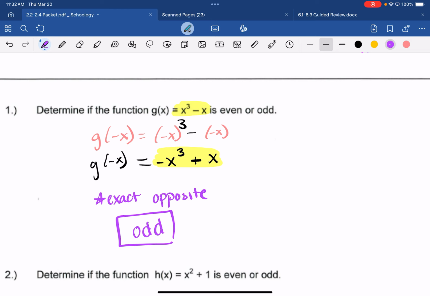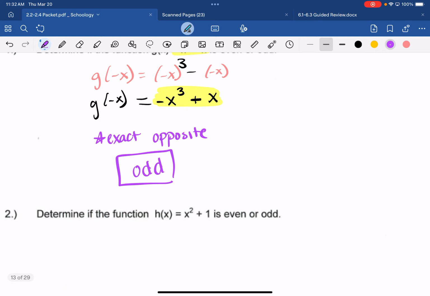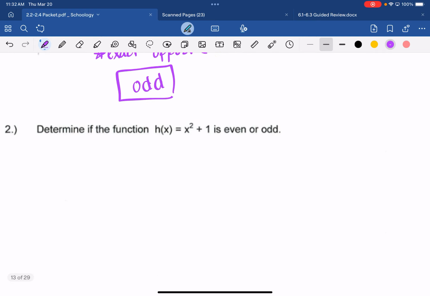Let's try the next one. Look at number 2. Okay? So number 2, I'm testing h of x. Again, I'm going to plug in a negative x. I always plug in a negative x. Okay, so I have negative x squared plus 1. Now I have an even exponent. So what's that going to make my variable, positive or negative? Positive. Plus 1.